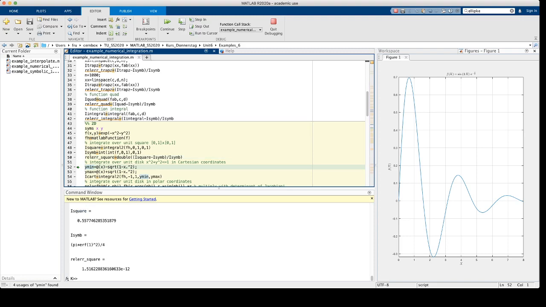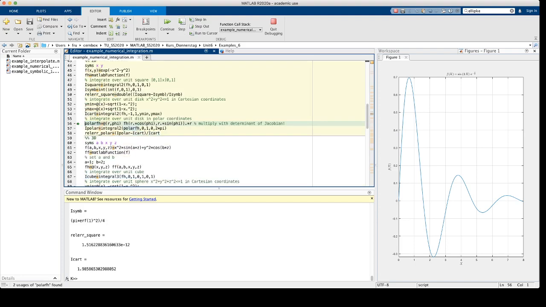Let's now try to integrate the same function over the unit disk. In this case, the integration runs from minus 1 to 1 in x, and the integration limits in y now depend on x. So we have to define two function handles, y_min and y_max, which determine the range of integration in y given a value of x. Since we want to integrate over the unit disk, these are the limits in y. Now we can again use integral2 to obtain the approximative value of the integral. It's about 1.986.